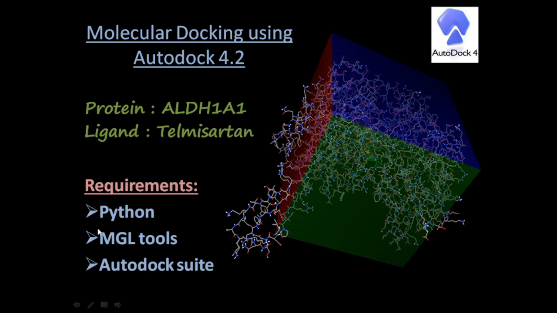So this MGL tool is actually a processing tool. This tool should be used to process the protein and ligand molecule. And finally, the Autodock application will be used to perform molecular docking. So these are the basic requirements for molecular docking using Autodock 4. So first we have to download this software from the website, and now I'm going to show you how to download and install this software or suite from the website.